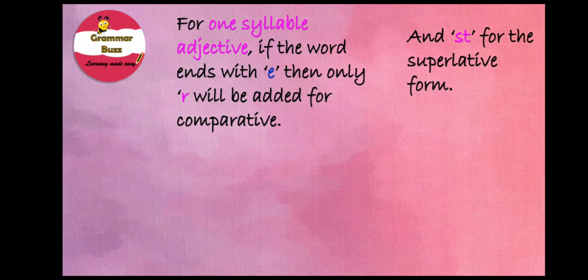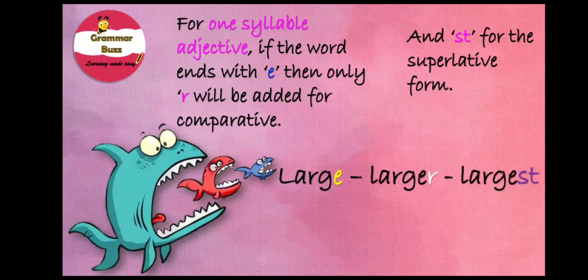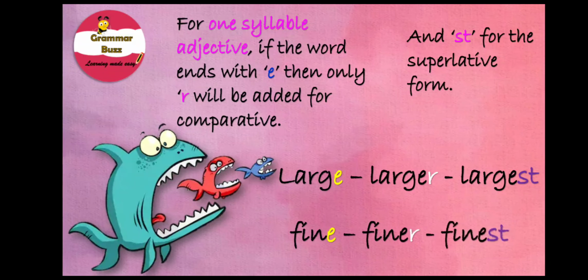Now take a look at a few more examples. They are large, larger, largest, and fine, finer, finest. Note that in both the cases, the positive degree of comparison, that is large and fine, end in an e. So to form the comparative and superlative degree, we simply add an r and an st.